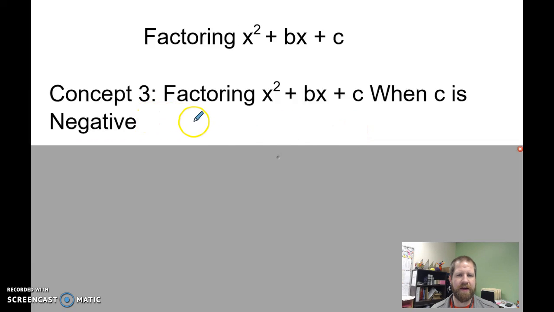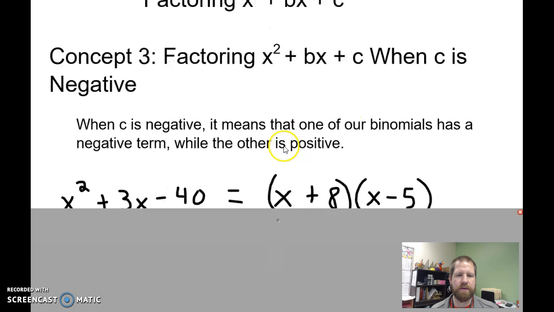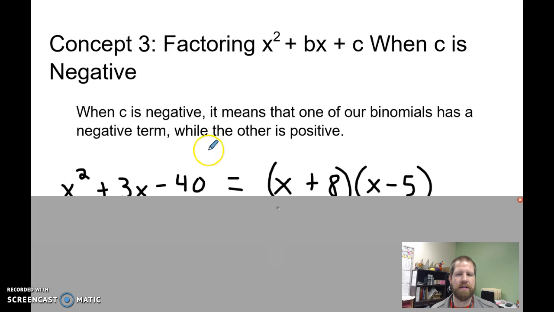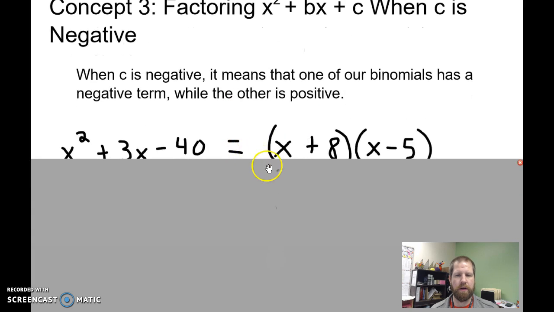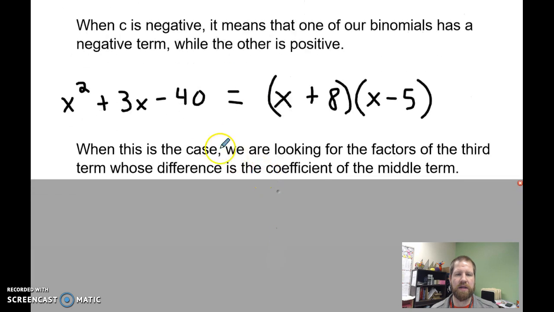Concept 3, factoring x squared plus bx plus c when c is negative. Alright, so when c is negative, that means that one of your binomials has a negative term while the other is positive. That's going to give us a negative third term, a negative c, and it may or may not give us a negative middle term, or a negative coefficient on our middle term.